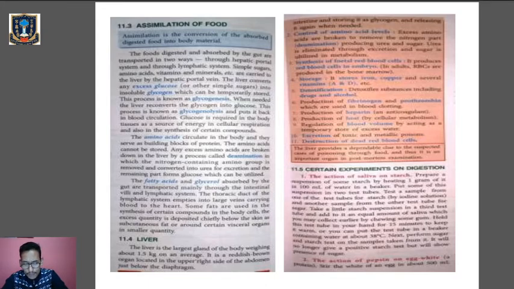It helps in the production of fibrinogen and prothrombin, which are essential for blood clotting. It helps in the production of heparin, the natural anticoagulant present in the blood. It helps in the production of heat, and in regulation of blood volume. It helps in the excretion of toxic and metallic poisons, and in the destruction of red blood cells also. So kindly go through the functions of liver from your book, page number 113.